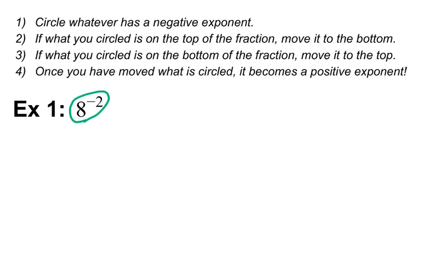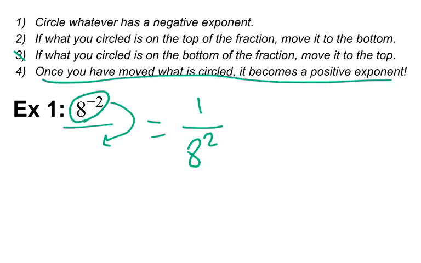So we need to move it to the bottom. Here's what I'm going to do. I'm going to draw a fraction bar, and I'm going to draw an arrow saying I need to move that to the bottom. We're going to skip step 3 because it's not on the bottom of the fraction. Now, when we move an entire part out of the numerator, there is always 1 remaining. So a 1 is still going to go up there. And then on the bottom, I'm going to write 8 to the positive 2, because step 4 says once you have moved what's circled, it becomes a positive exponent.